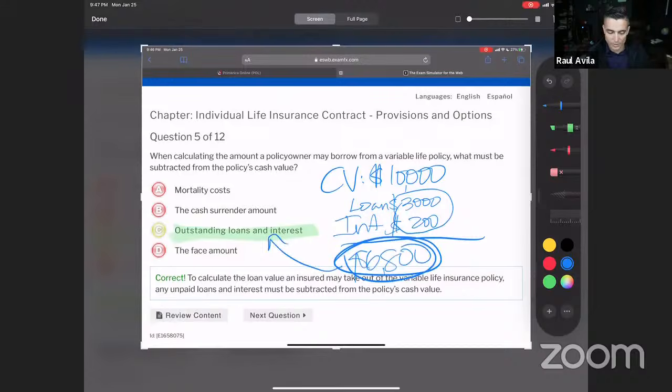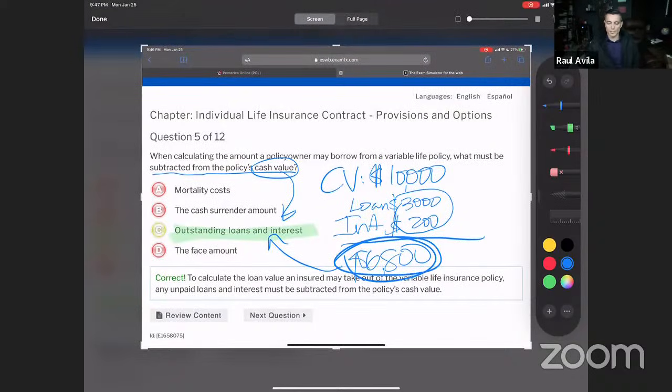So it's the cash value subtracted from the policy's cash value. What's subtracted from the policy's cash value? Well, whatever is owed and an interest. Pretty cool, right? It's good.